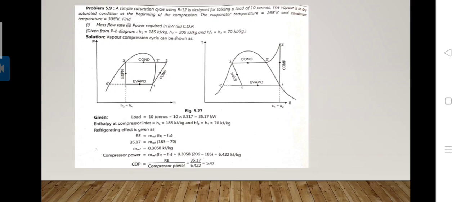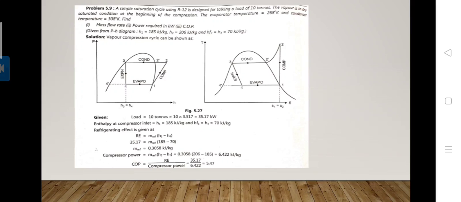Next is 3 to 4, that is expansion. In expansion, after condensation, liquid refrigerant is stored in liquid reservoir, and the liquid from the reservoir is passed to the evaporator through the expansion valve. So the expansion valve reduces the pressure by keeping enthalpy constant, and so the process taking place is a throttling process.